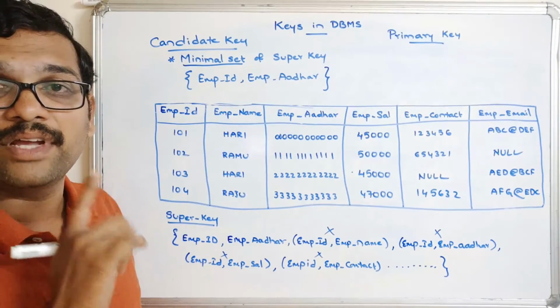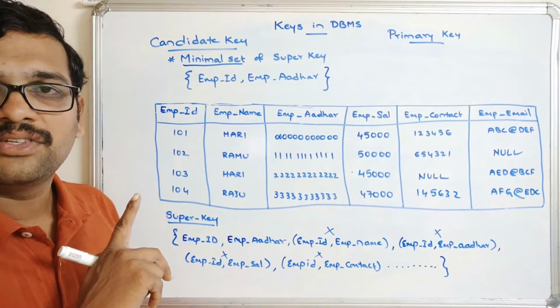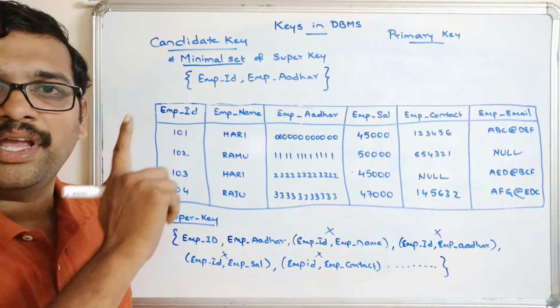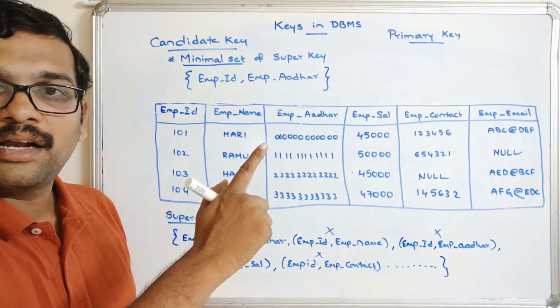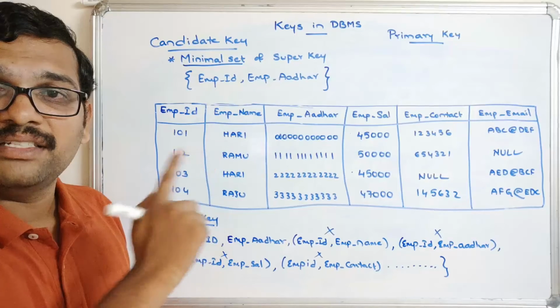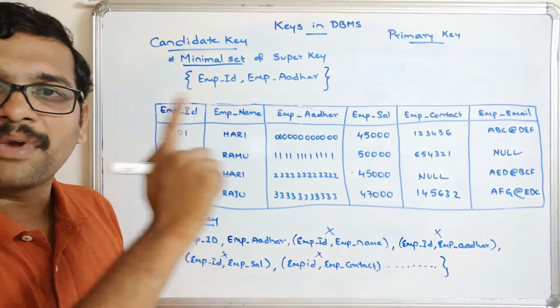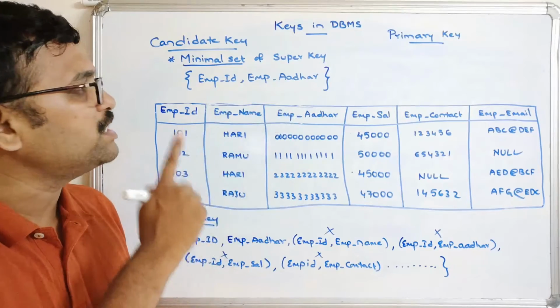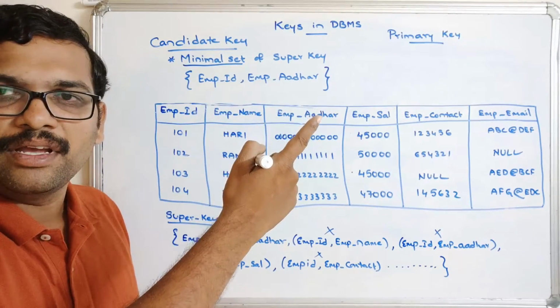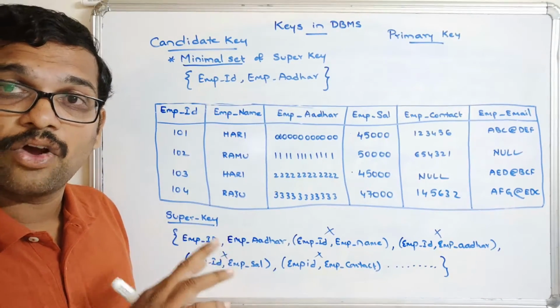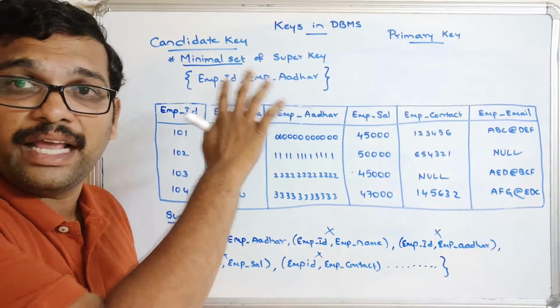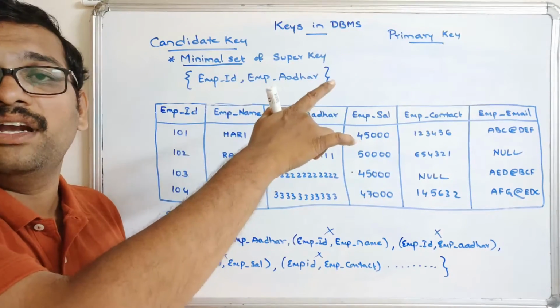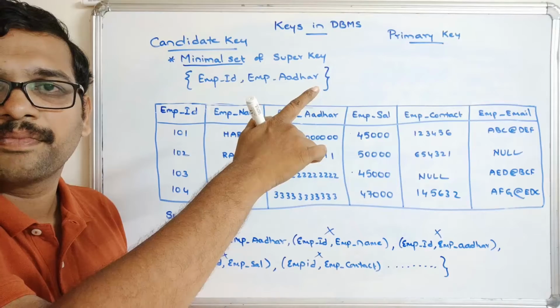So here we have 2 candidate keys, that means employee ID and employee Aadhaar. Among these two, we can consider any one as a primary key. You can consider employee ID as a primary key. You can consider employee Aadhaar as a primary key. Or you can also consider the combinations. If any combinations are there in the candidate key, we can also identify those combinations.